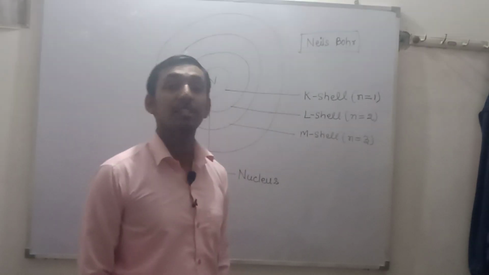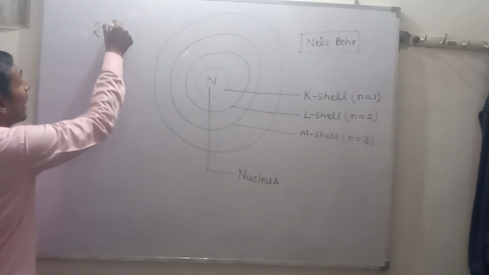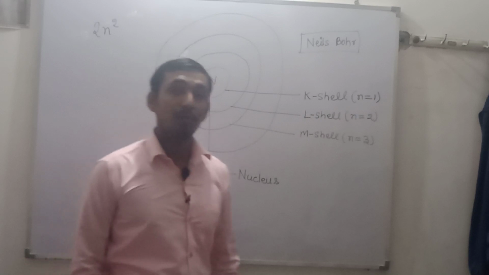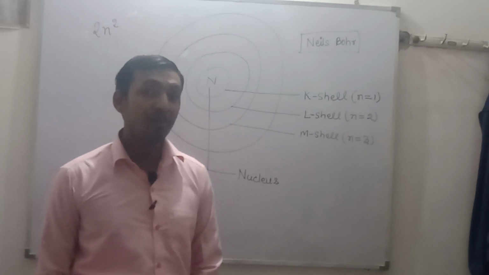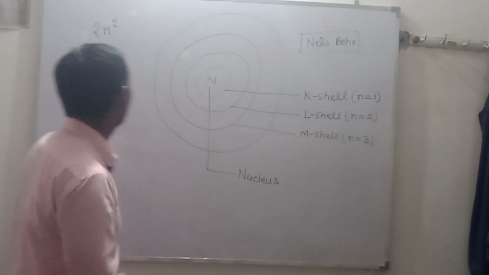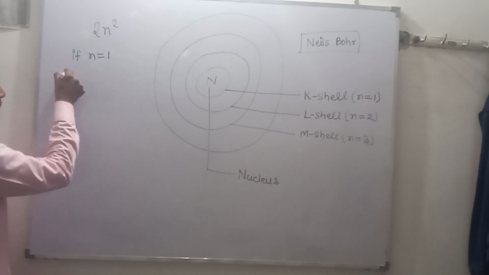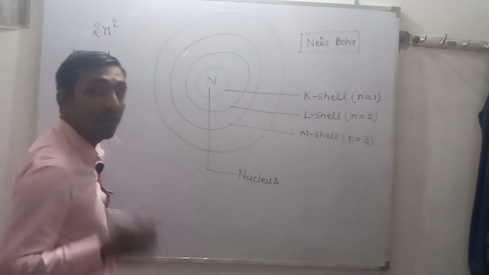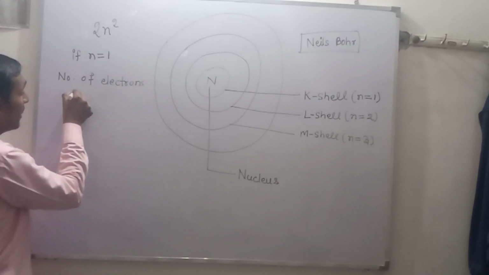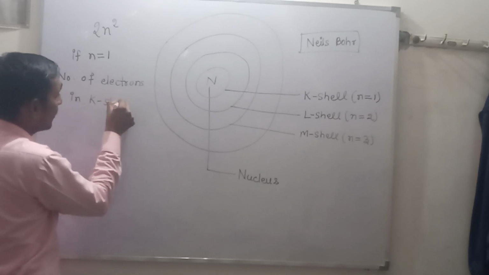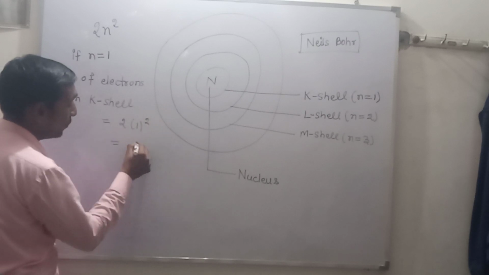He gave us a formula, that is 2n square. According to this formula, we can find the number of electrons that can be accommodated in each shell. Suppose n is equal to 1, we are talking about the first shell, the K shell. The number of electrons will be 2 times 1 square, which is 2.